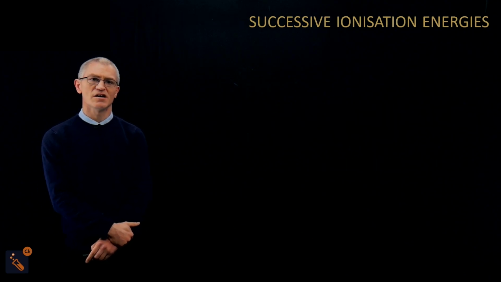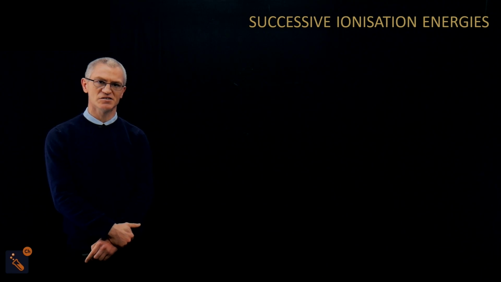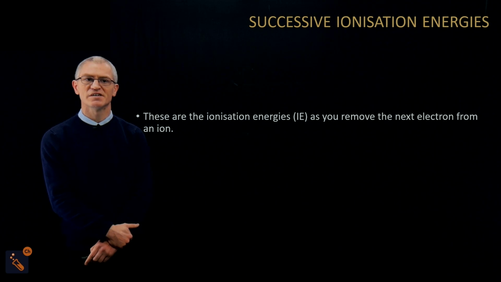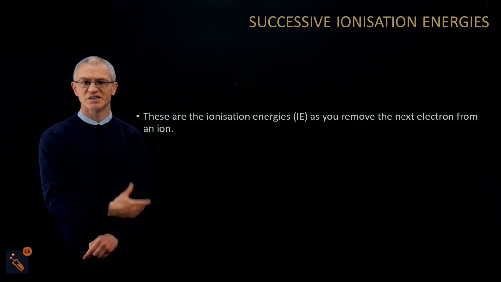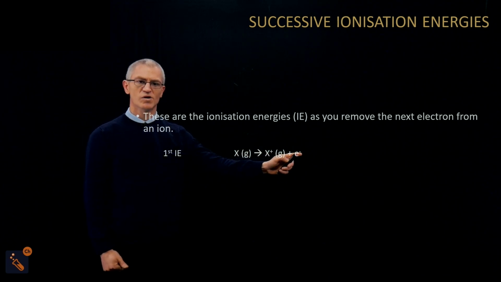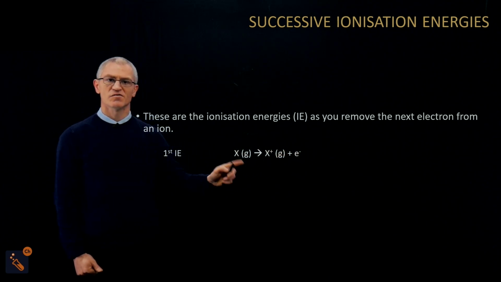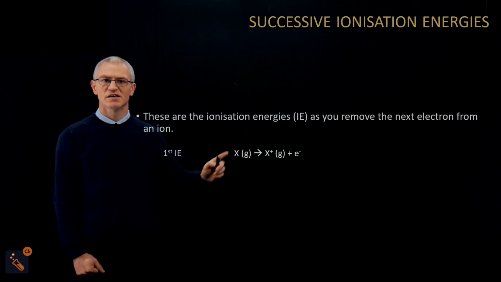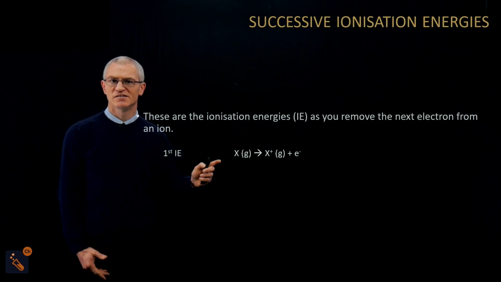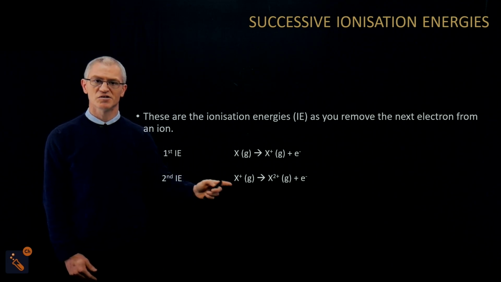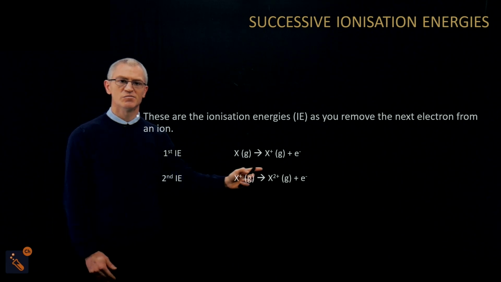We're going to do now successive ionization energies. Successive ionization energies are the ionization energies as you remove the next electron from an ion. Now, what does that mean, really? Your first ionization energy just removes one electron from 1 mole of gaseous atoms to form 1 mole of gaseous positive ions, and that's your first. Your second is to remove the second electron: you take the already positive ion, and then you remove the second electron.